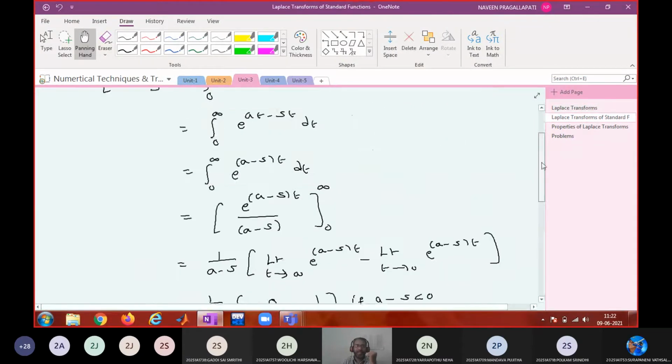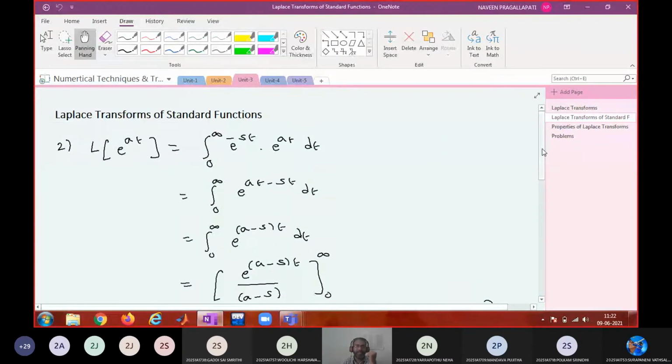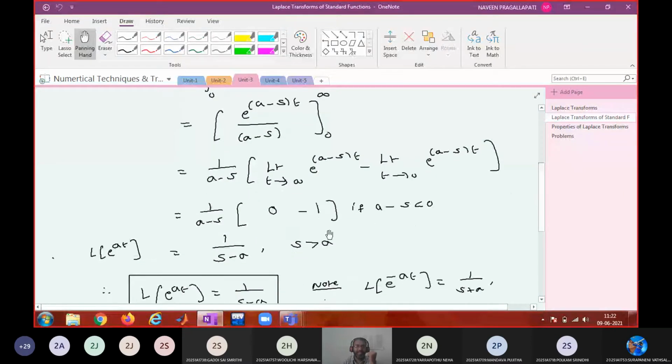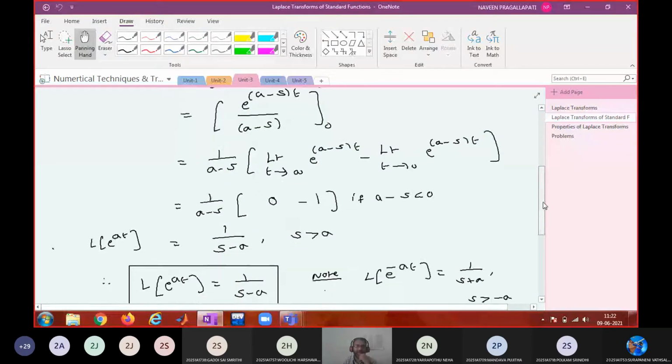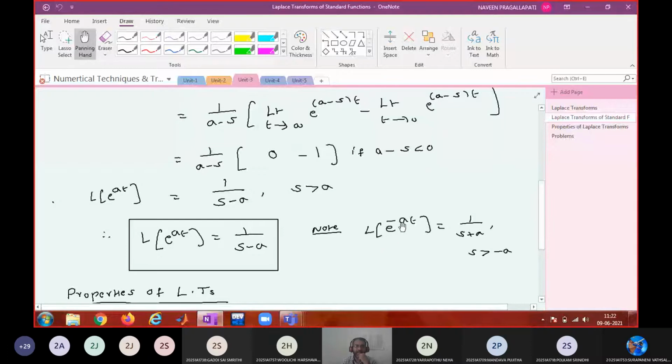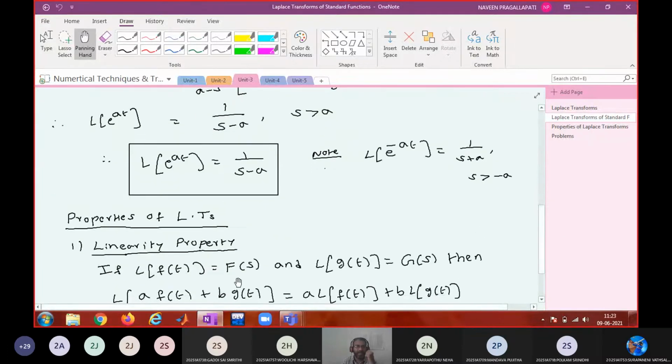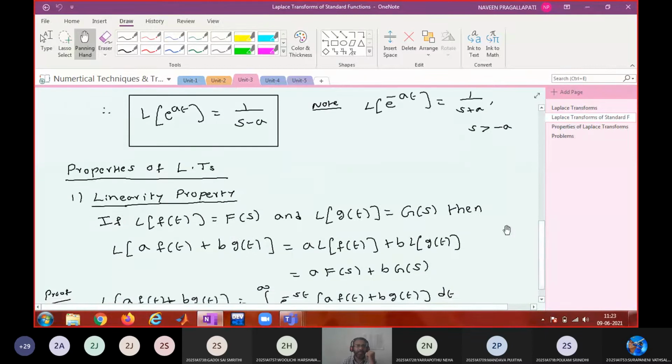And after that, we have seen Laplace of e power at as 1 by s minus a for s greater than a. So when I replace a with minus a, Laplace of e power minus at would be 1 by s plus a for s greater than minus a. And after that, we have seen some properties. First one is called linearity property.